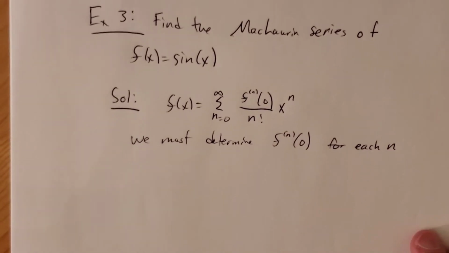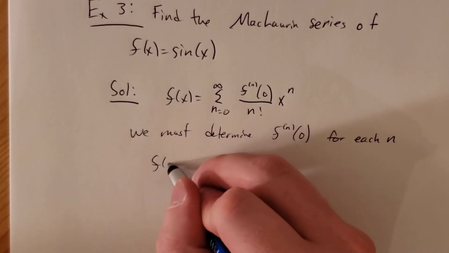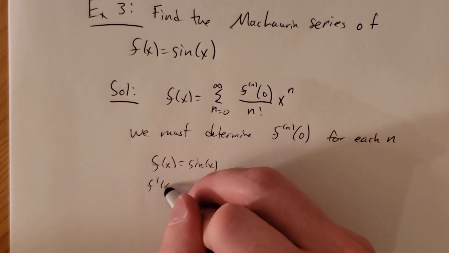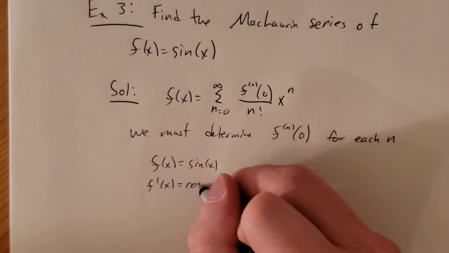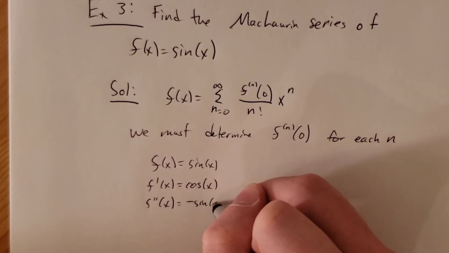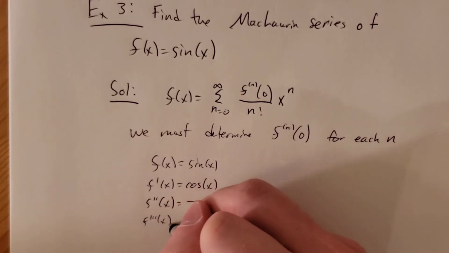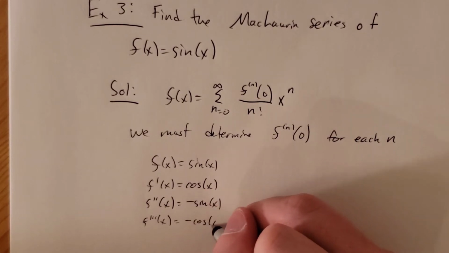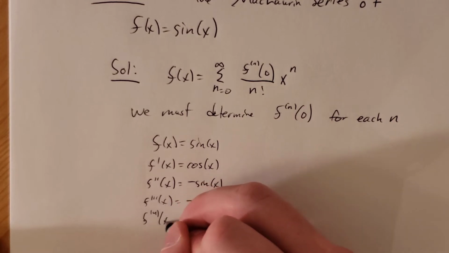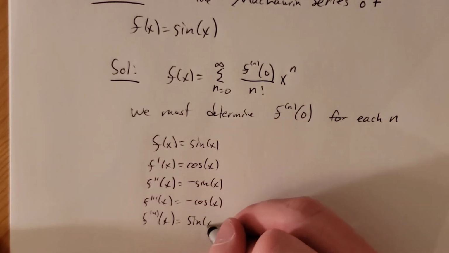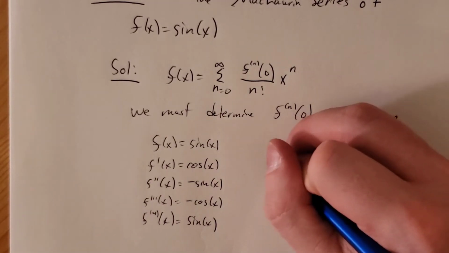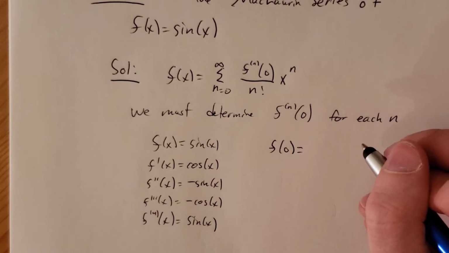Well, our original function is f(x) equals sine of x. Then f prime of x is cosine of x. F double prime of x is negative sine of x. F triple prime of x is negative cosine of x. And the fourth derivative just goes back to the original function, sine of x. And this will repeat forever. So let's evaluate all of those at 0.